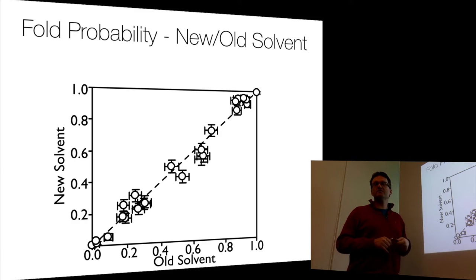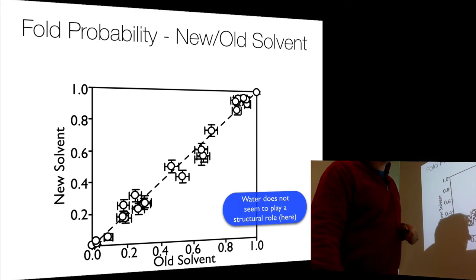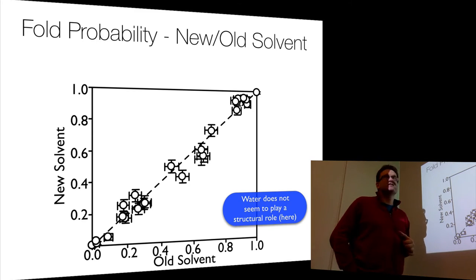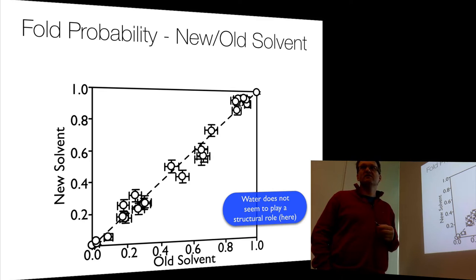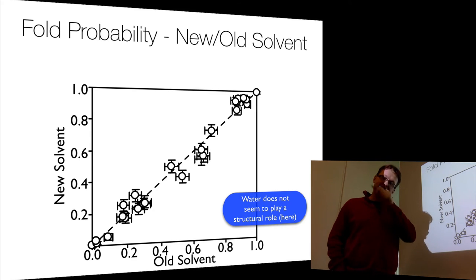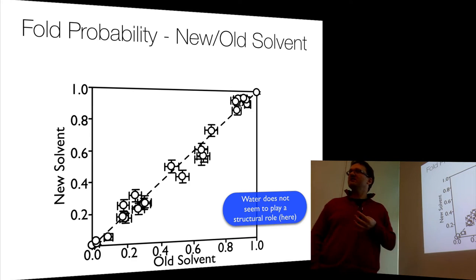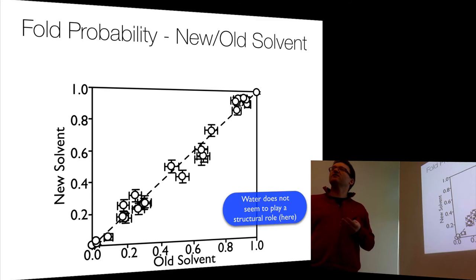But these are things that, at least thus far, have been virtually impossible to probe experimentally. So at least for this simple protein, water does not seem to play an active structural role in protein folding. It plays a role for hydrophobicity, hydrophobic interactions. And the final thing that this enables us to do, remember the hand waving that I said that the last step is really the water leaving the building?